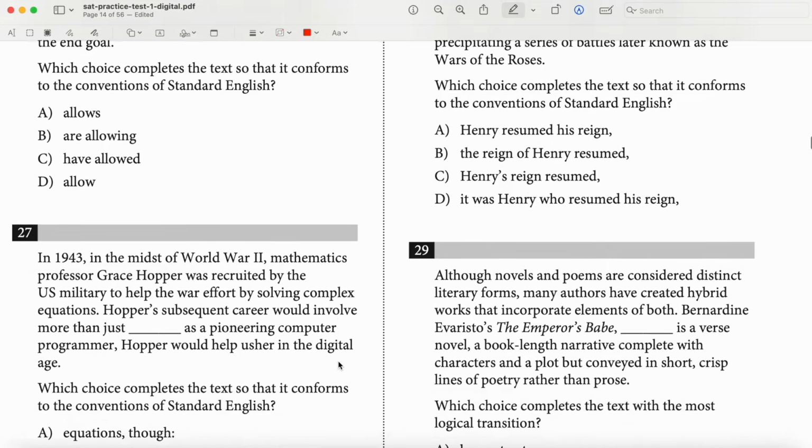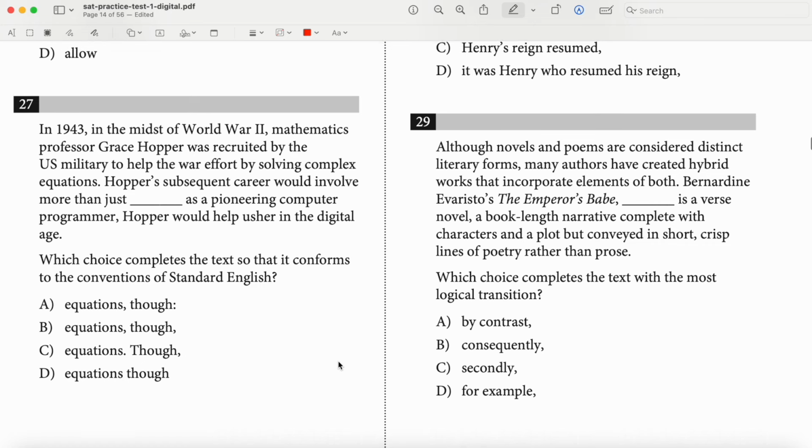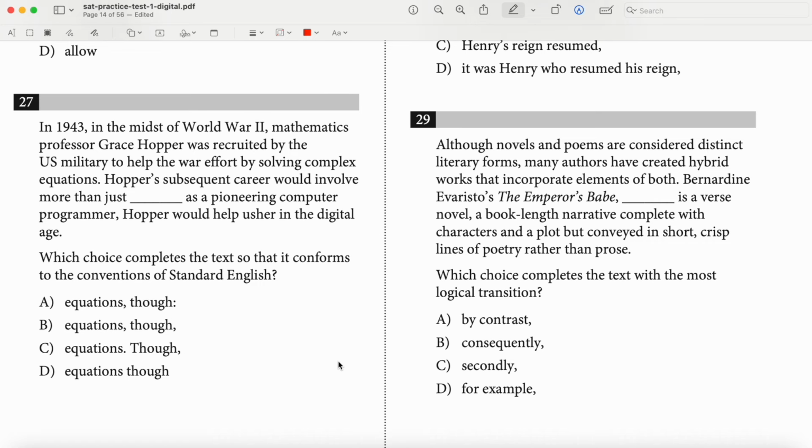Okay, we'll keep practicing. This one's tough also. They get a little bit tougher as you go along here in these practice tests. Go ahead and read 27 for us, please, Maria. In 1943, in the midst of World War II, mathematics professor Grace Hopper was recruited by the U.S. military to help the war effort by solving complex equations. Hopper's subsequent career would involve more than just equations, though. As a pioneering computer programmer, Hopper would help usher in the digital age.